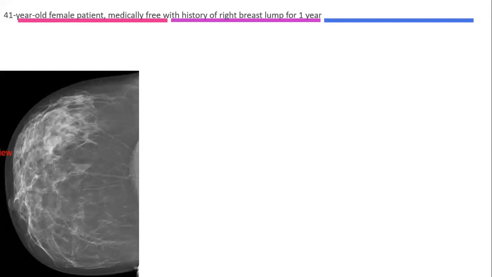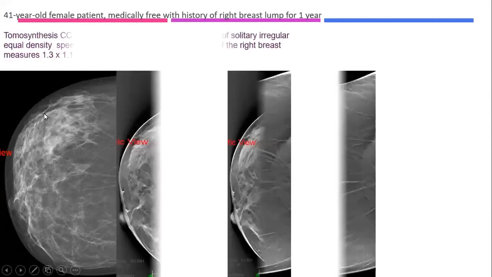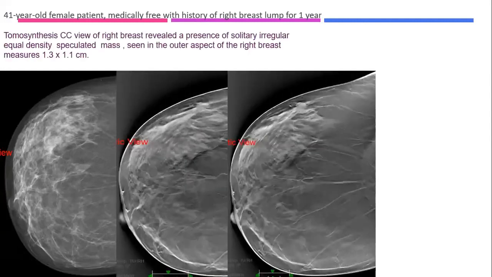If you look here, again, a very subtle distortion could be seen. Look at the tomosynthesis. See? Look how it appreciates a spiculated mass at the same location.